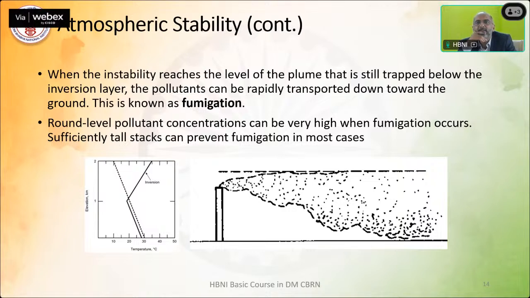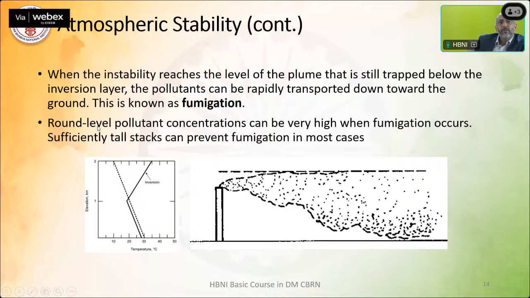And there is one more condition, that is fumigation. When the instability, you see the curve here, the temperature is decreasing by height and later starts increasing by height. So this is a different sort of inversion. When this condition exists, you will have a different type of plume, which we call a fumigation.